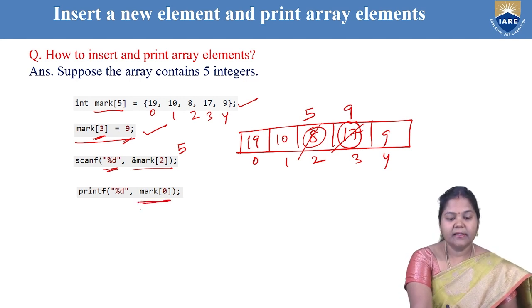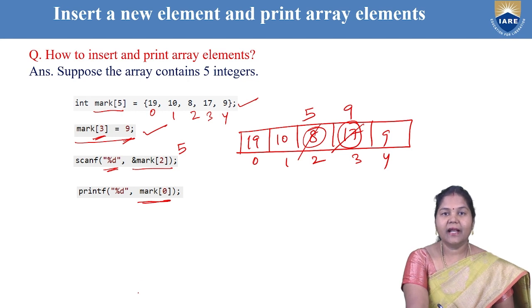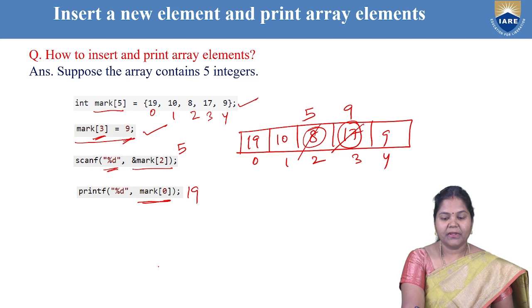Similarly, print the marks which is there at the 0th index. So it will print 19 over here, because marks[0] contains 19. So you can insert a new element, or you can randomly access any element and display it, or you can modify the content of the array using their indexes.